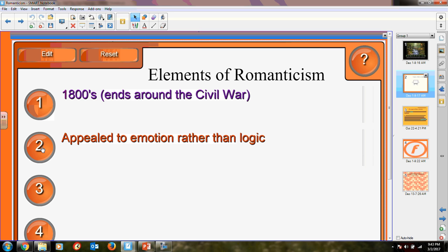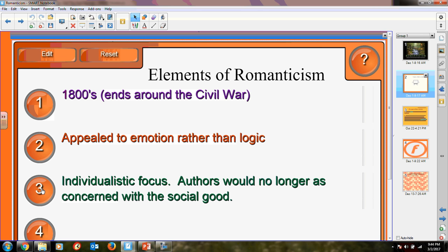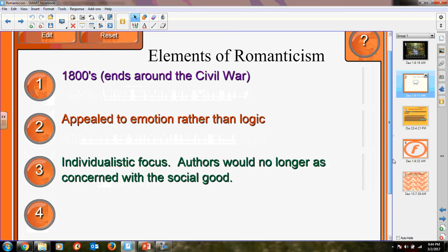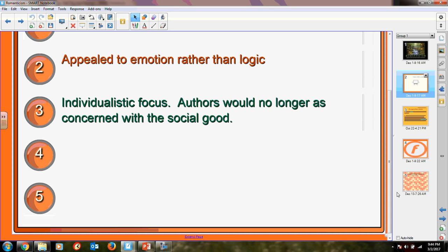Unlike the Age of Reason, which focused completely on logic and rhetoric, this appealed to people's emotion. How to make someone scared, how to make someone feel guilty, to take sadness. So it was all emotions. During the Puritan era and also during the time period of the Age of Reason, we were thinking beyond ourselves. We were thinking about what is good for society.